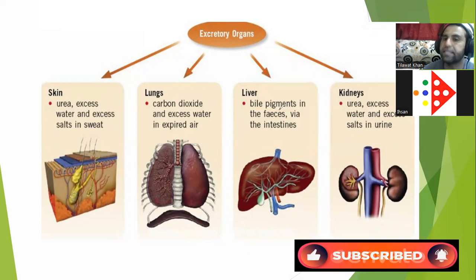Another point: once urea is formed in deamination, that urea will be removed by whom? By the kidney. Another one we have is the kidney. The kidney removes urea, excess water, and excess salt in the form of urine. So the kidney is also one of the excretory organs of your body.